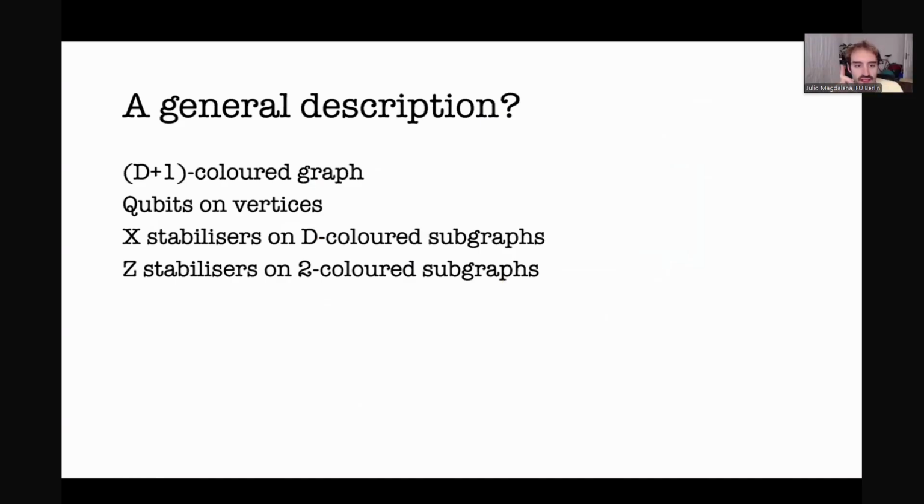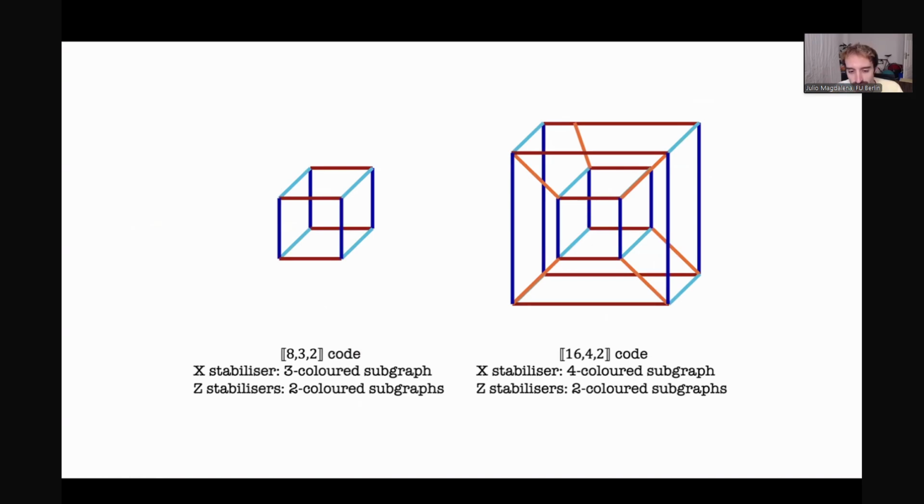So maybe this question. Sure. To not get lost, what exactly are you coloring? You said the vertices, so a graph has vertices, edges.